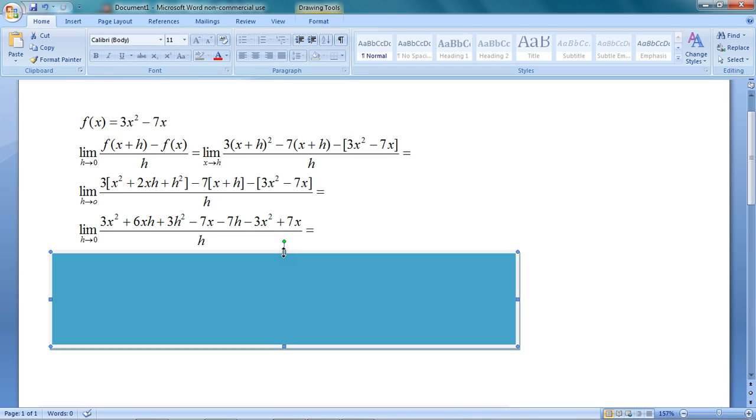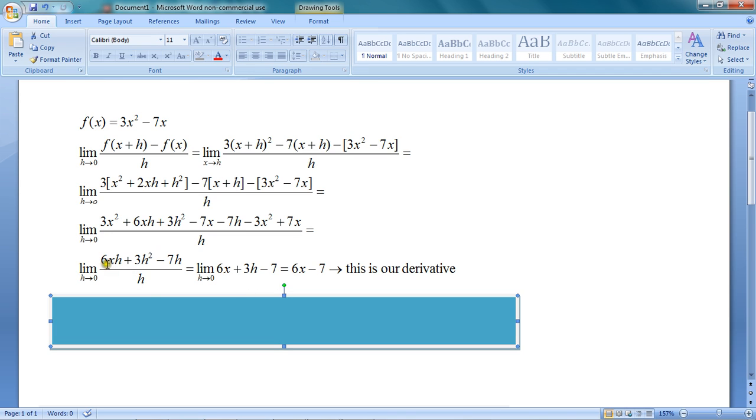Simplify by removing anything that cancels out. For instance, this 3x squared here and the minus 3x squared here will cancel each other out. And I'm left with a numerator of 6xh plus 3h squared minus 7h. This is still divided by h, so I'm going to cancel an h from each one of my terms, and I'm left with 6x plus 3h minus 7. As I substitute in 0 for h, this 3h disappears, and I'm just left with 6x minus 7. We call this our derivative.